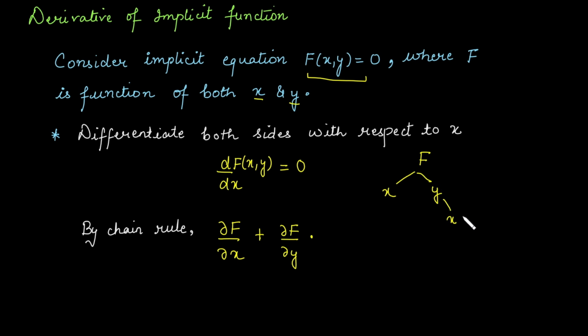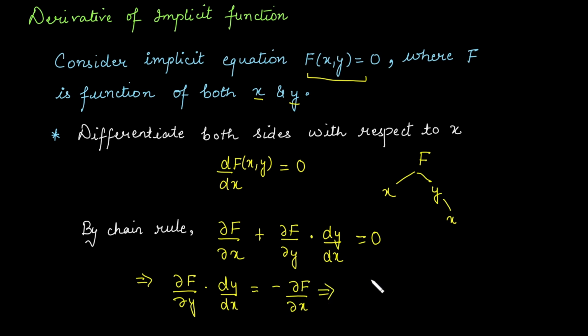Now this derivative is depending upon a single variable, so it is simply dy by dx. This is equal to 0. This gives the partial derivative of the function with respect to y into dy by dx is equal to negative of the partial derivative of the function with respect to x. This further gives the derivative of y with respect to x is equal to minus the partial derivative of the function with respect to x divided by the partial derivative of the function with respect to y.